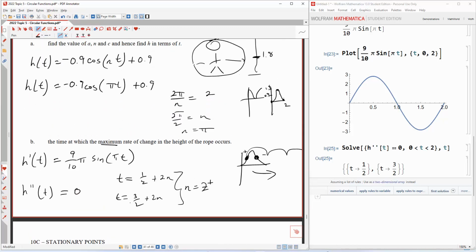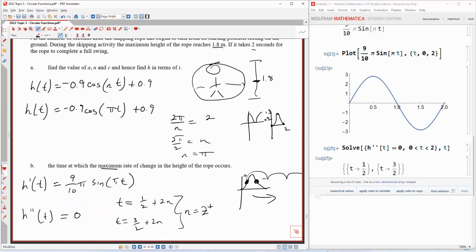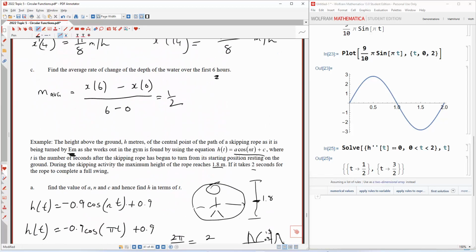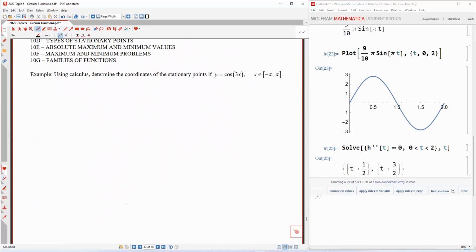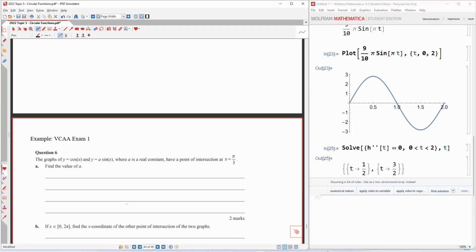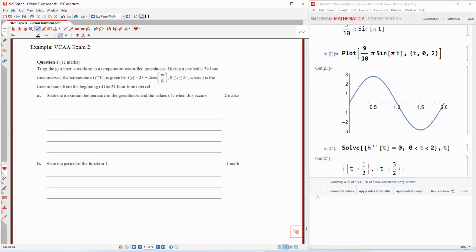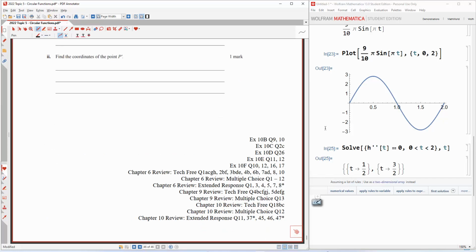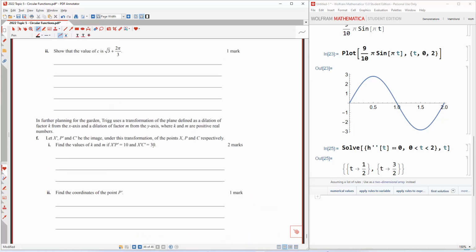Right, and the exercise, where's the exercise? 10B. Questions somewhere here. So exercise 10B, questions 9 and 10.